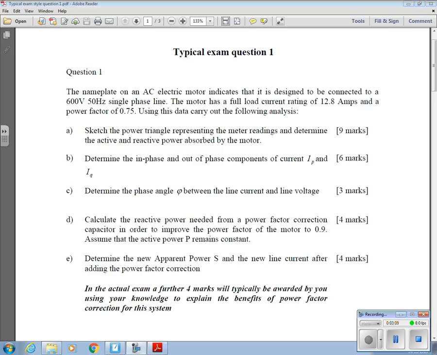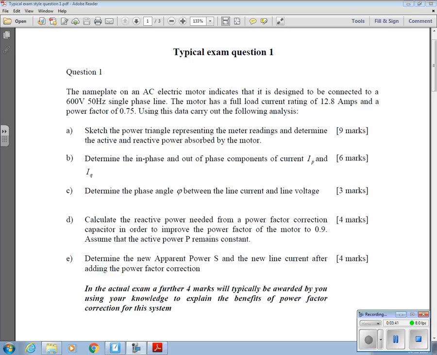Okay, so how are you getting on with this first question then? Typical exam question 1. Struggling? Part A didn't seem too bad, but you got stuck, fell by the wayside. So what do you want me to do then? Start to go through this question?